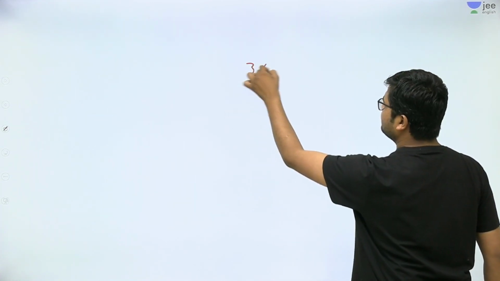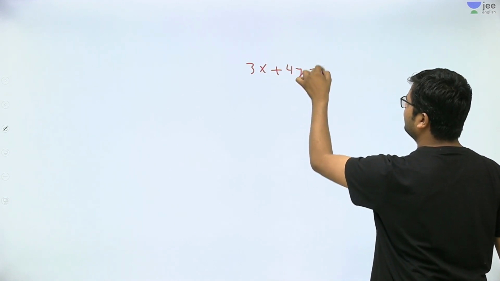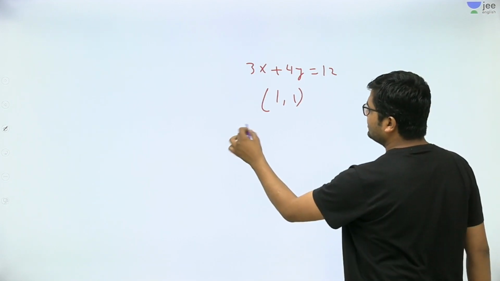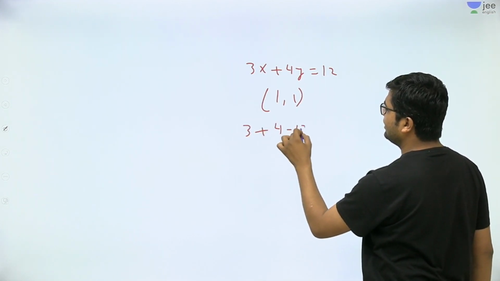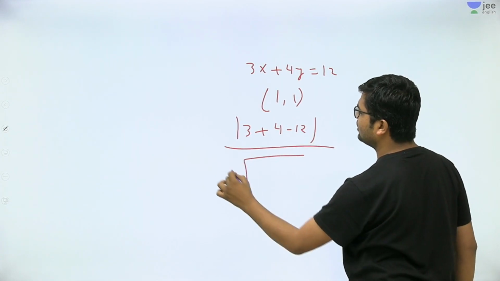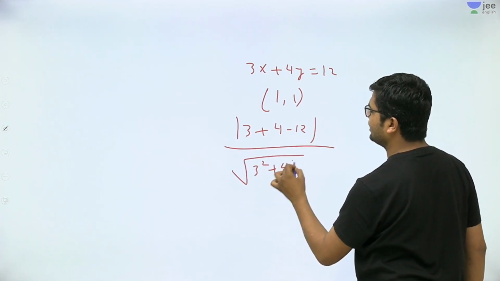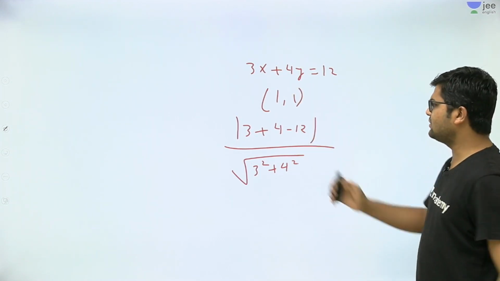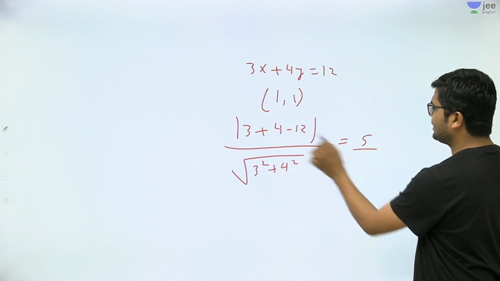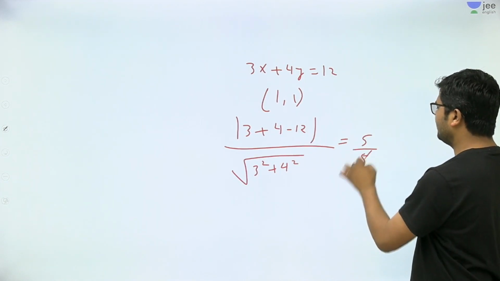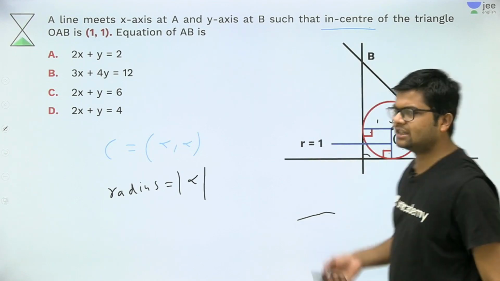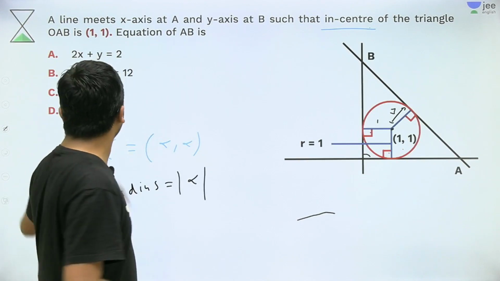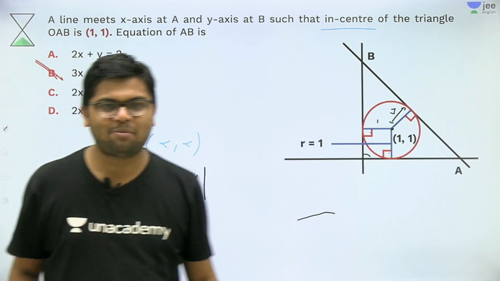The line 3x plus 4y is equal to 12. The distance of this line from (1, 1): to find the distance, modulus of (3 plus 4 minus 12) divided by the square root of (3 square plus 4 square). This is the perpendicular distance of point (1, 1) from this line. So this distance will come out to be 5 upon 5, which is equal to 1. So only this line satisfies this property, that the distance from (1, 1) is equal to 1. Therefore the answer will be B for Bombay.